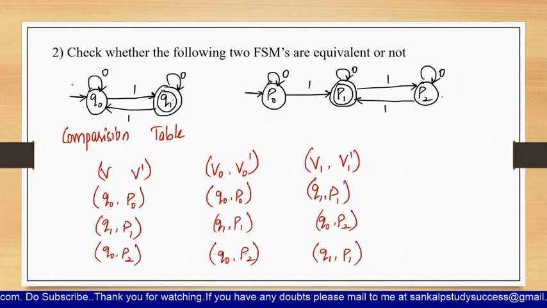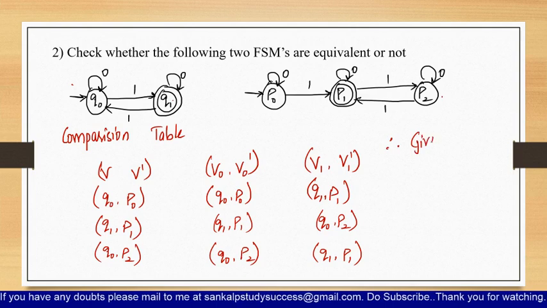Now check whether there is anything which we need to go further. Q0 and P2 is already done and Q1, P1 is also already done. So we are not left with anything to go further. Each and every pair goes to both final states or both non-final states. Therefore you can say that the given FSMs are equivalent.